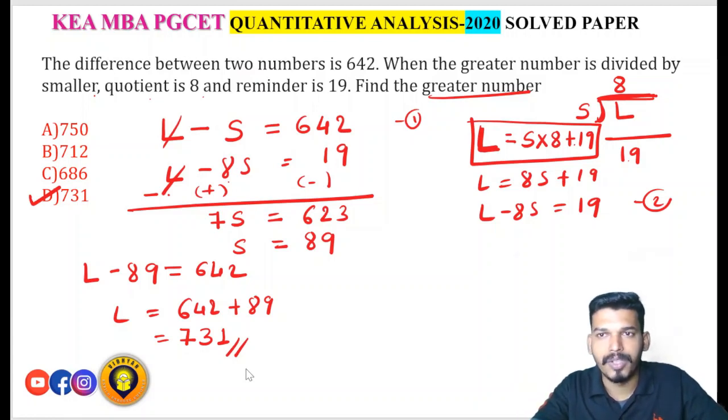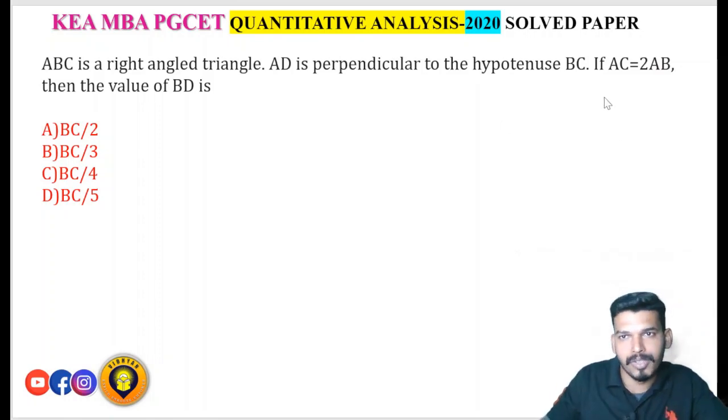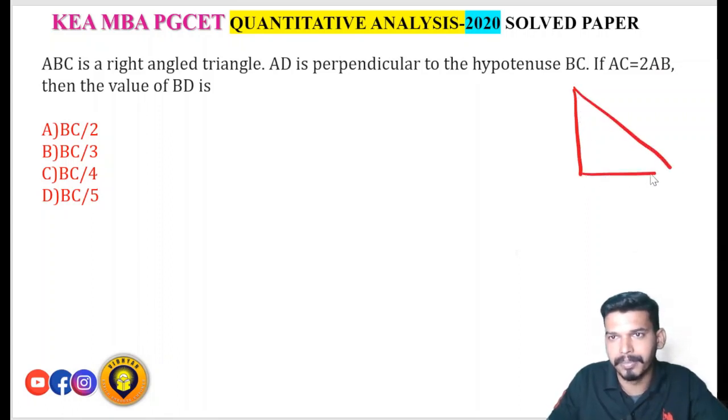Let's move on to the next question here. ABC is a right angle triangle. AD is perpendicular to the hypotenuse BC. If AC is equal to 2AB, then the value of BD is. So now, see, there is a right angle triangle. Right angle triangle. AD is perpendicular to the hypotenuse BC.